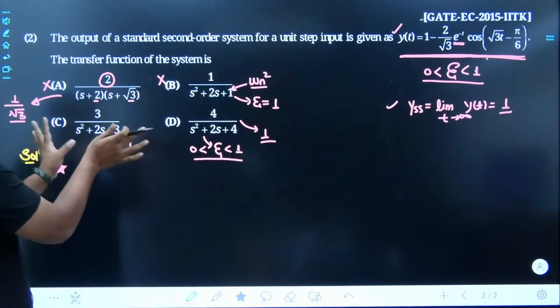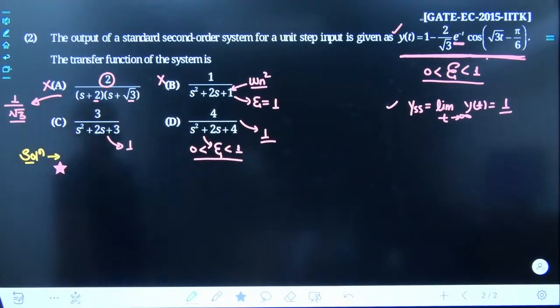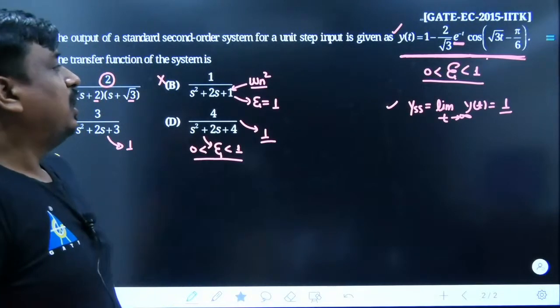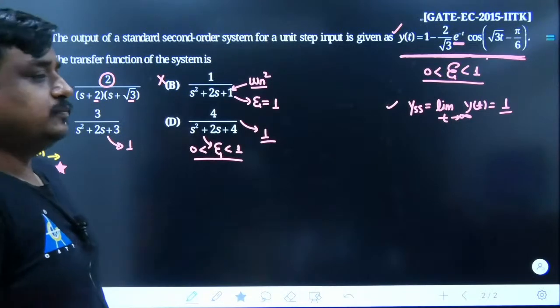So may I know which should be finalized as C or D? Which should be finalized as C and D? I would like to have the input from each one of you.